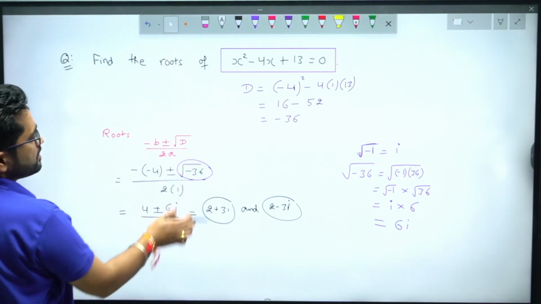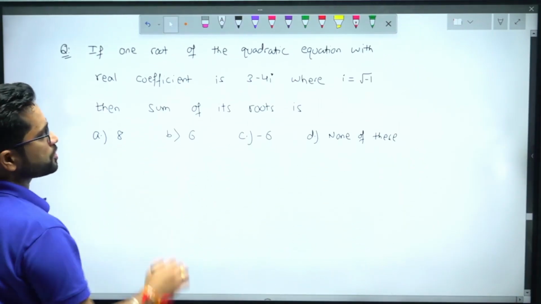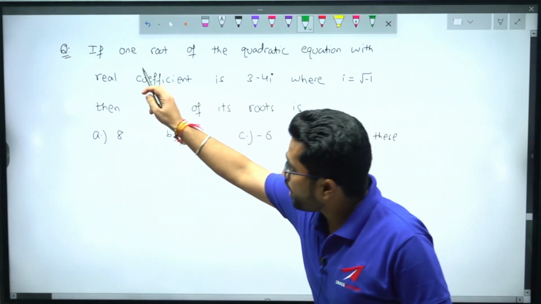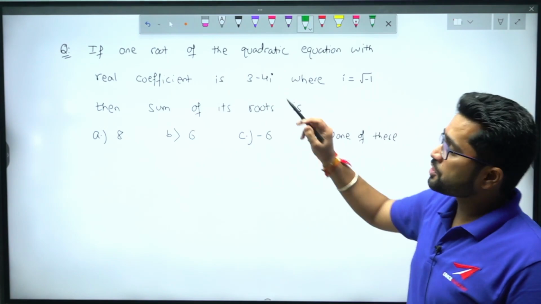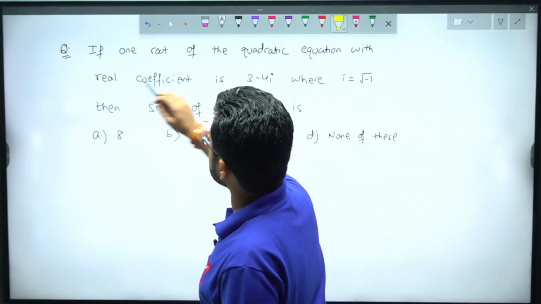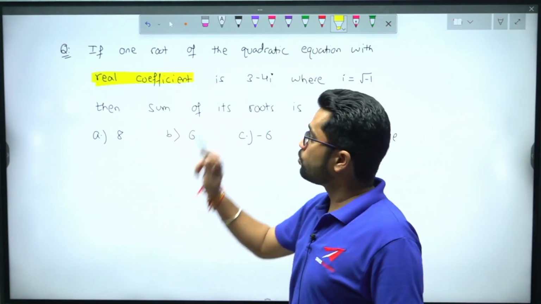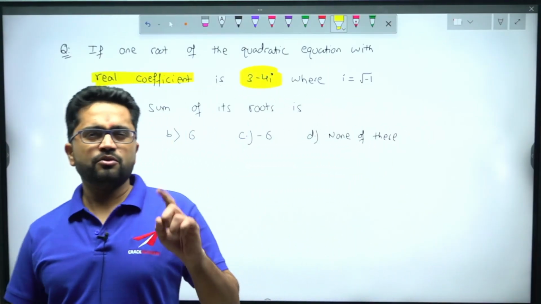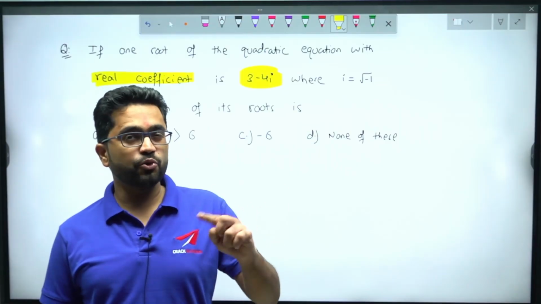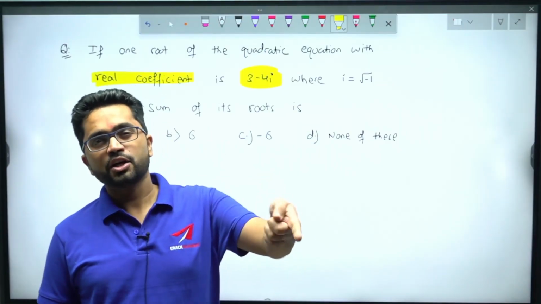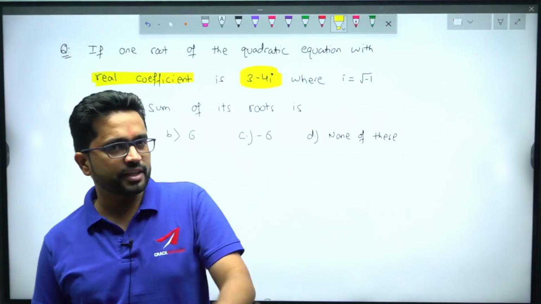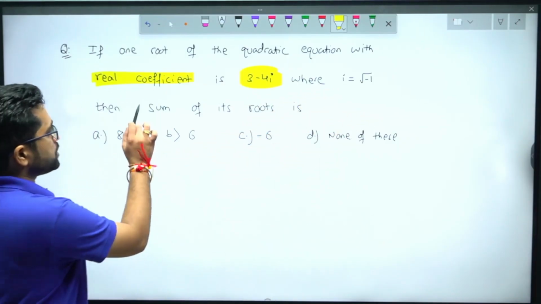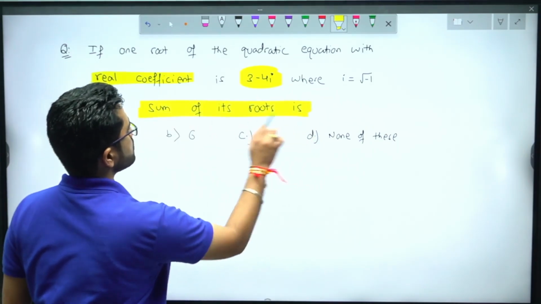Now let's move further. Let's have a very simple question on the same point. If one root of the quadratic equation with real coefficients, please check, coefficients are real, is 3 minus 4 iota. That means roots are non-real. Here iota is under root of minus 1. Then they are talking about the sum of its roots.